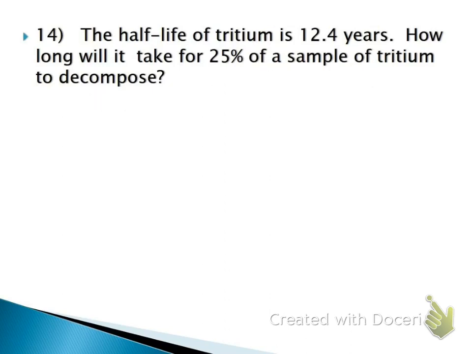Okay, let's write that formula for me. It's A equals the initial value, A naught, times 2 raised to the negative t over h. Now, again, h stands for the half-life. So h is the 12.4. Everybody with me? I'm asking for how long will it take for 25% to decompose? I'm looking for t when it takes 25% to decompose.